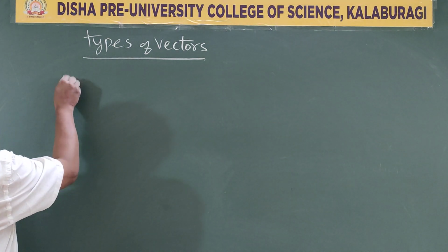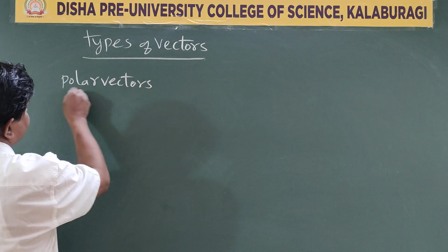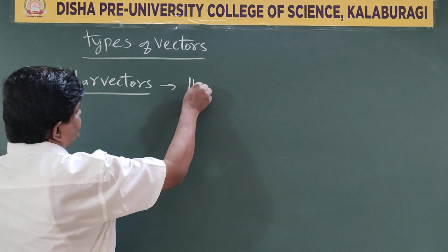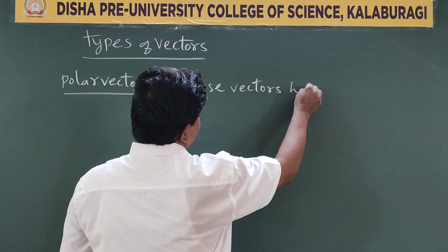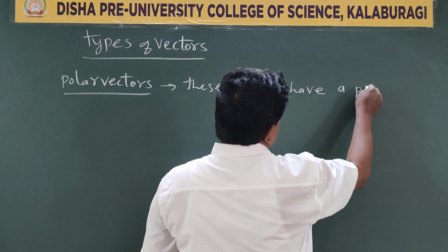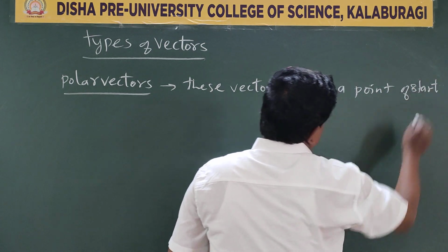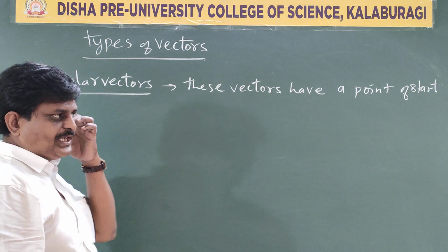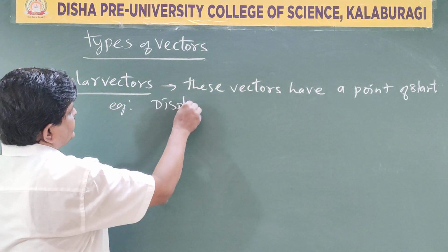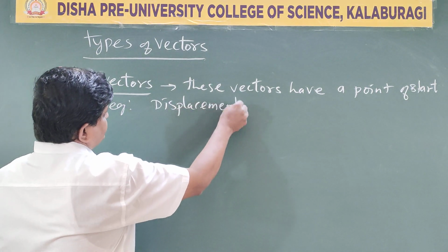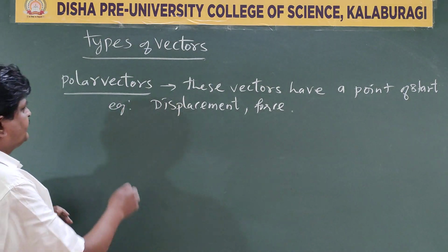Types of vectors. First one is polar vectors. These vectors have a point of start. Example, please: the displacement vector also has a point of start. Then force has a point of start. These are called polar vectors.